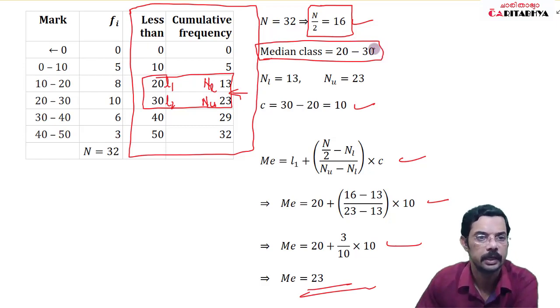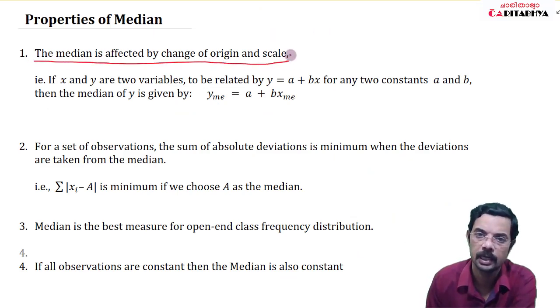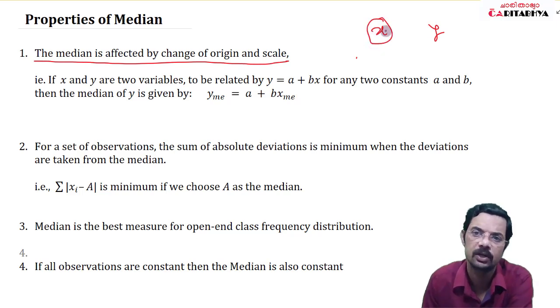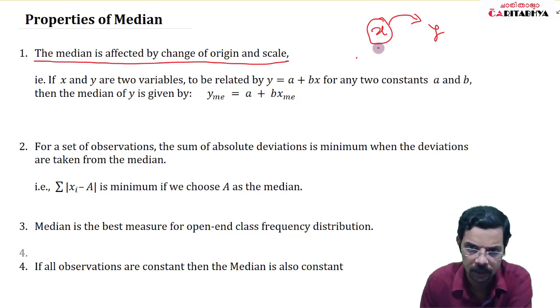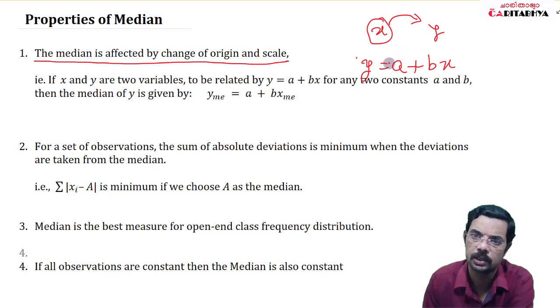Next, now we shall discuss properties of median. Median is affected by change of origin and scale. Suppose two variables, say x and y, are given to you, and we know everything about x. We know the median of x. X is a set of all data and x has been converted to y using some formula, and the formula is given as y is equal to a plus bx. That is, we have changed the scale using b and changed the origin using a.